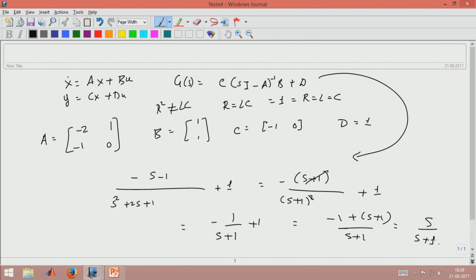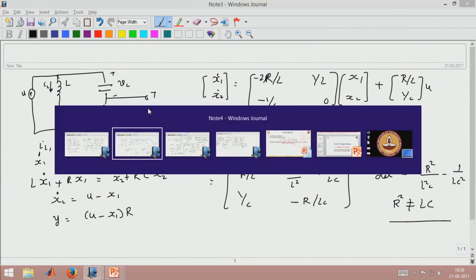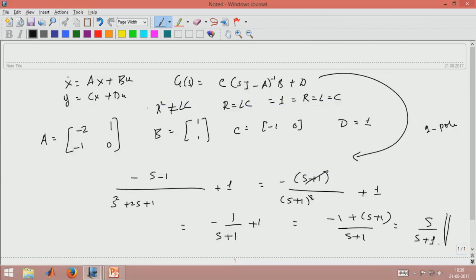So what is happening here? How many poles do I have in the system? If I just look at this transfer function after blindly doing all these computations, we would say the system has only one pole, and therefore only one energy storing element. Well, that's not true. The original circuit had two states, IL and VC, and one of those has disappeared now. So what is happening when the system is uncontrollable is that what we see here is a pole zero cancellation.